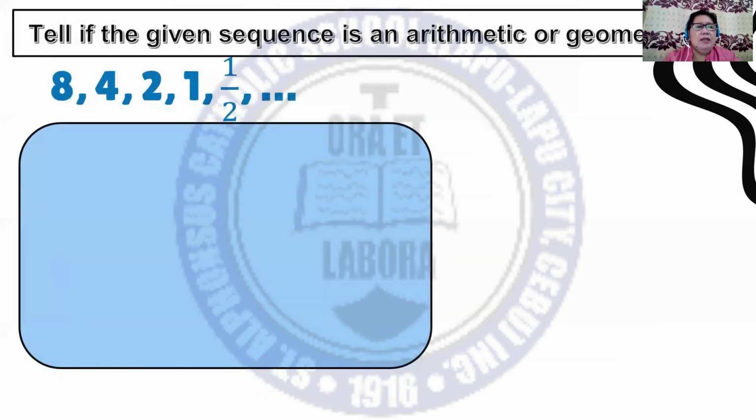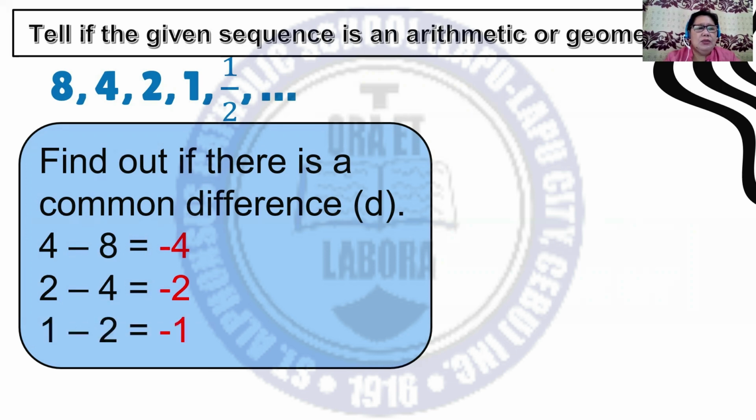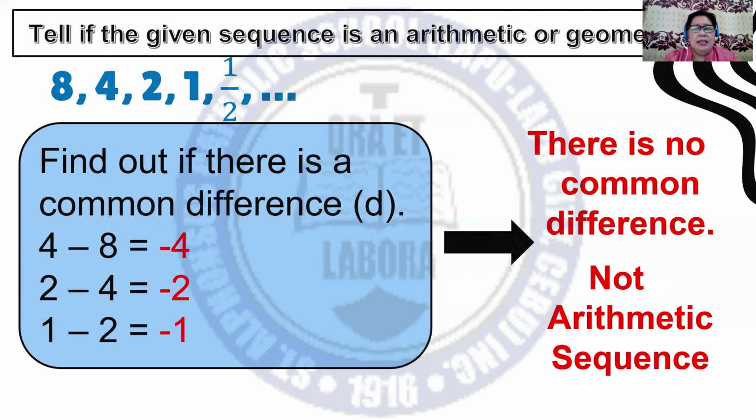Next, given the terms of the sequence 8, 4, 2, 1, and 1/2, and so on. Let us try to find out if this is an arithmetic or a geometric sequence. Find first the common difference. 4 minus 8 equals negative 4. 2 minus 4 equals negative 2. 1 minus 2 equals negative 1. There is no common difference. So this is not an arithmetic sequence.